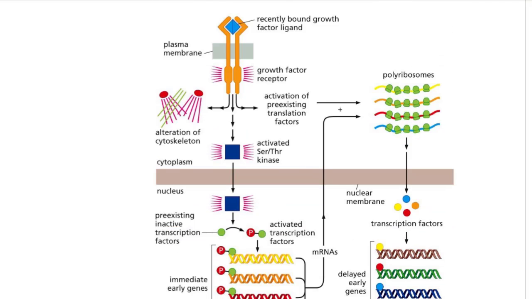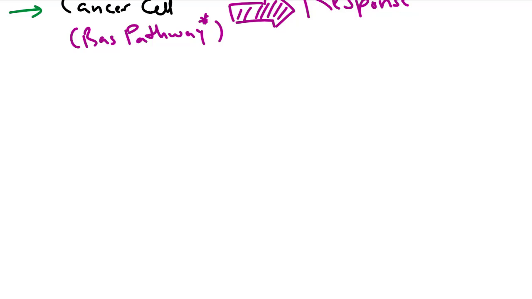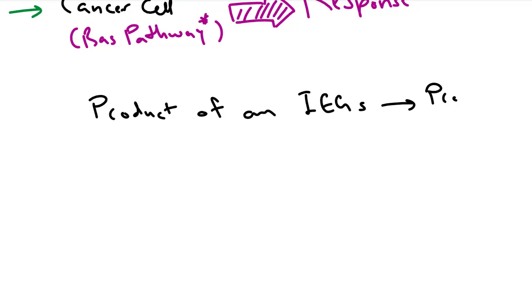So before continuing, what do we mean by the product of an IEG, immediate early gene? Remember, when we're saying immediate early genes, we're talking about genes. So the product of a gene is a protein. That's the product. The immediate early gene is nothing but a sequence of nucleotides in the chromosome.